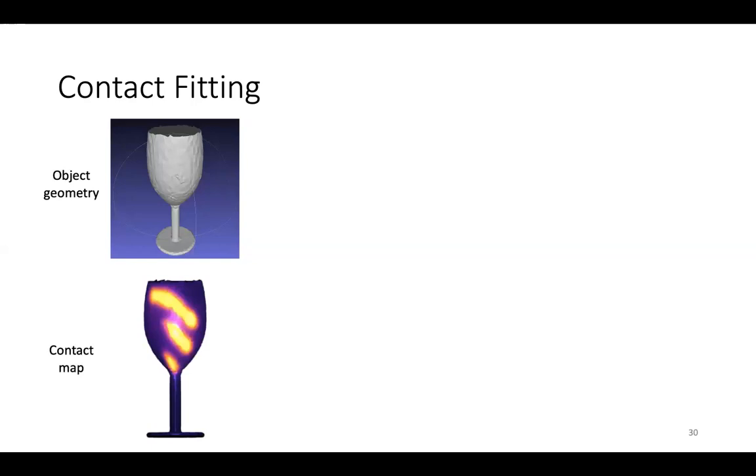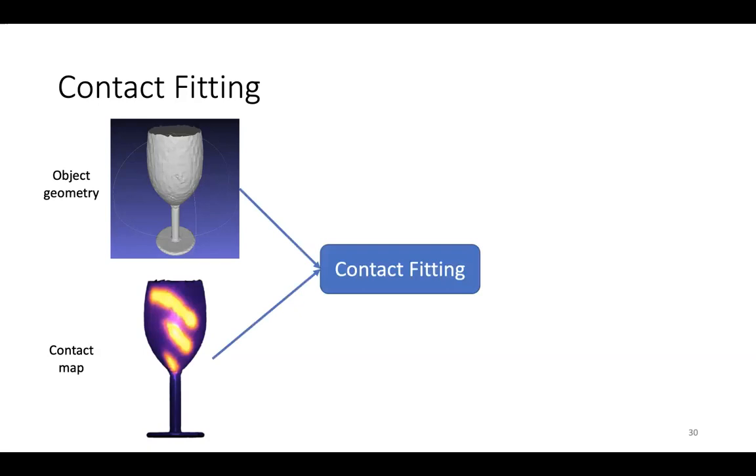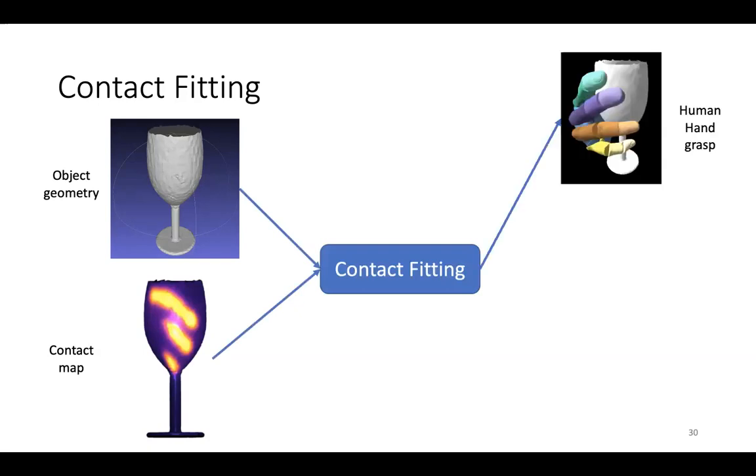But we've also done some work on contact fitting, which is, given the object geometry and some oracle gives you the contact map, can you configure a hand geometry to comply with this contact map? This is a challenging problem because of the high dimensionality. For example, I'm showing you a model of the human hand, which has about 26 degrees of freedom. So you want to be able to configure that to fit this contact.